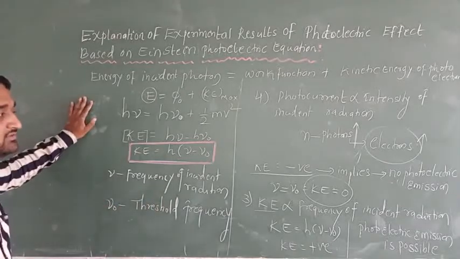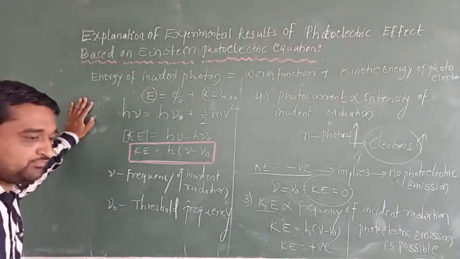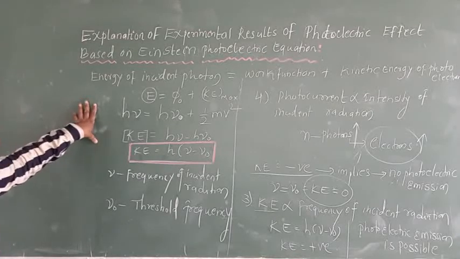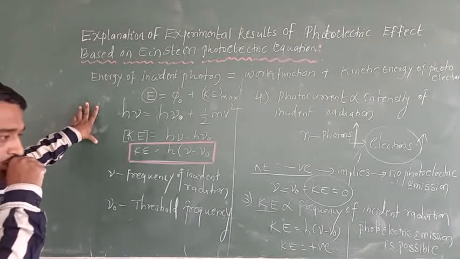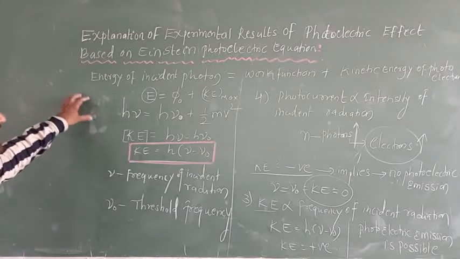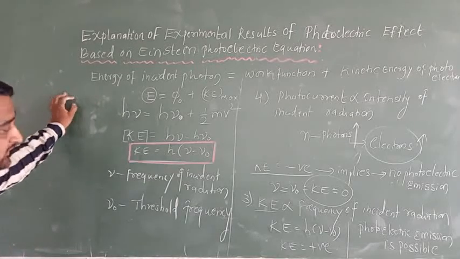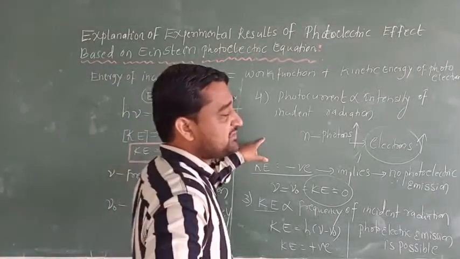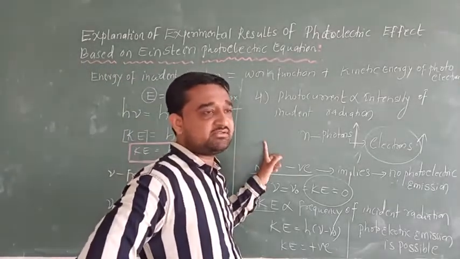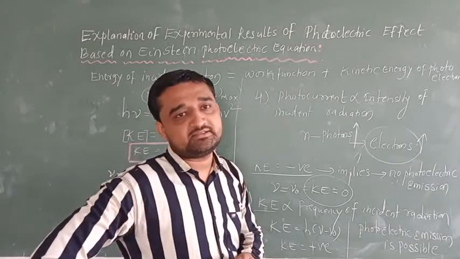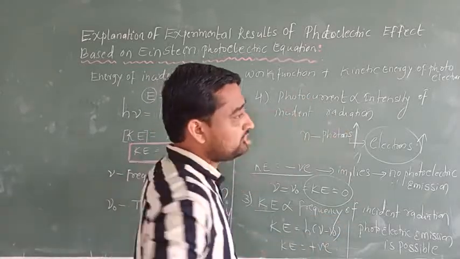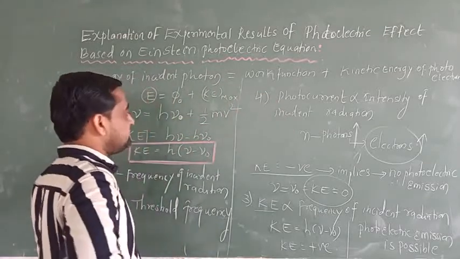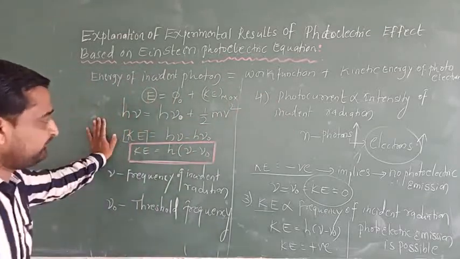So in the examination you will get a 5-mark question. Write Einstein photoelectric equation and explain the terms involved in it. Explain the experimental results of the photoelectric effect based on Einstein photoelectric equation. So 4 plus 1 mark. So here you have to write these 4 results and you have to write this equation and explain the terms.